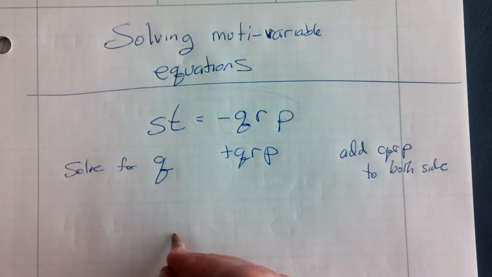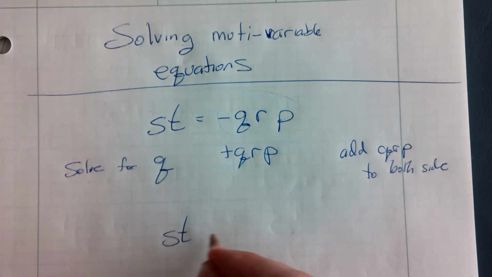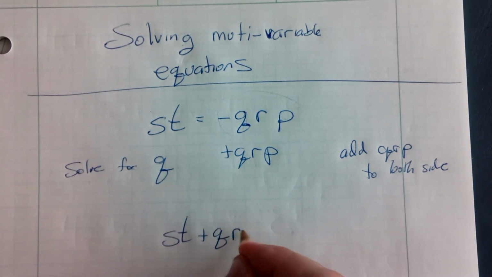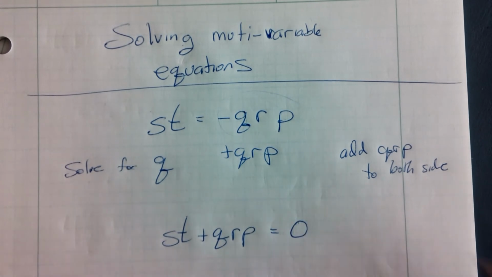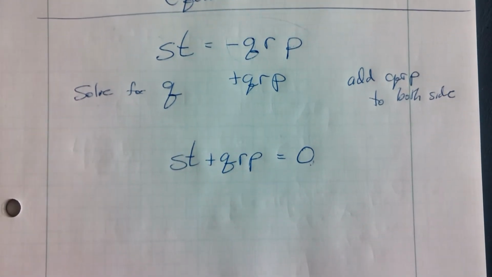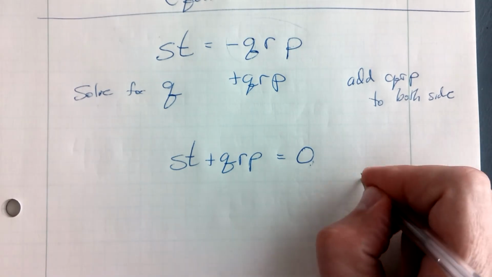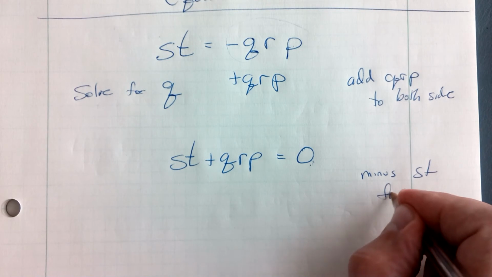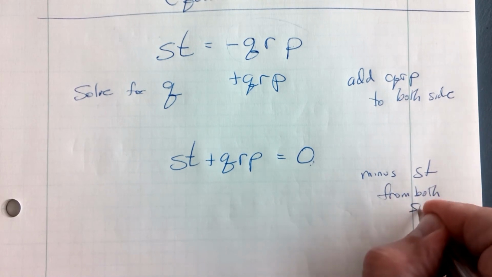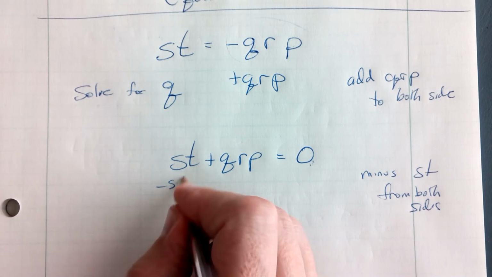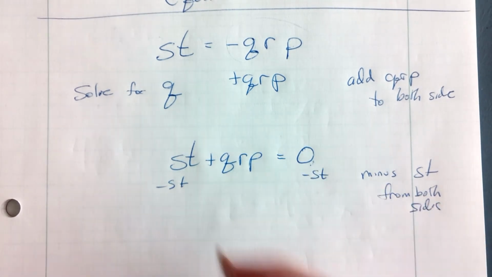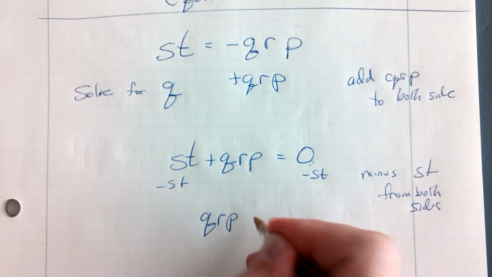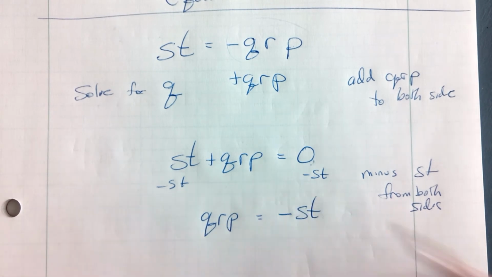That's going to give me ST plus QRP equals 0. Now remember, there's always a 0 left if you add or bring everything over to one side, unless you divide it over, then there would be a 1 left. Now what I'm going to do is minus the ST from both sides. So minus the ST, minus the ST. I'm going to have QRP equals a negative ST.